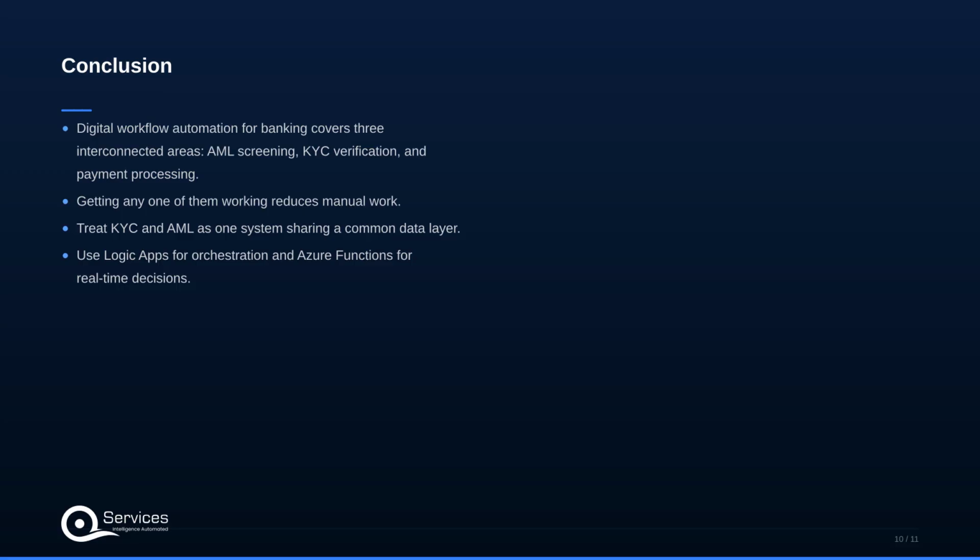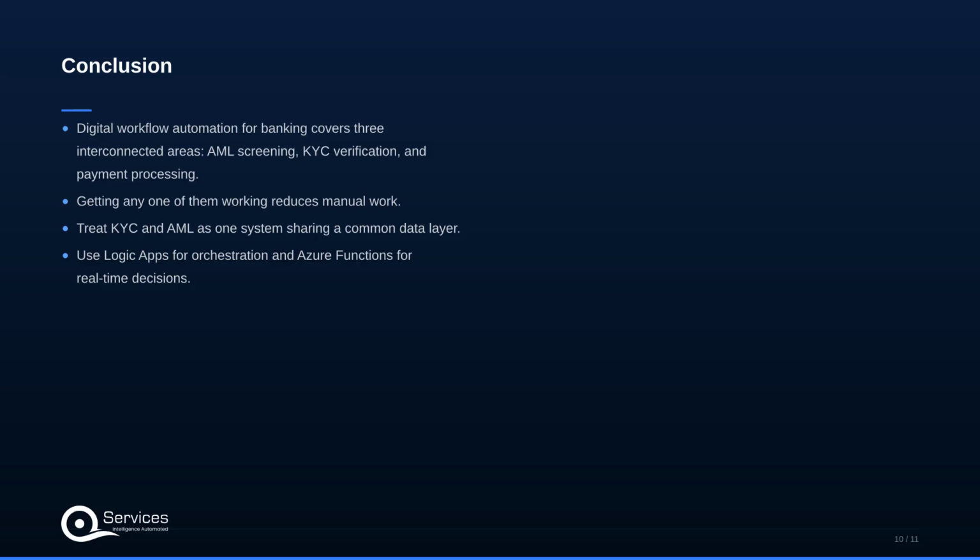Let's talk about next up, conclusion. Digital workflow automation for banking covers three interconnected areas: AML screening, KYC verification, and payment processing. Getting any one of them working reduces manual work. Getting all three connected through a shared customer risk profile is where the real savings appear, typically a 60 to 70% reduction in manual compliance hours for startups that implement the full stack.